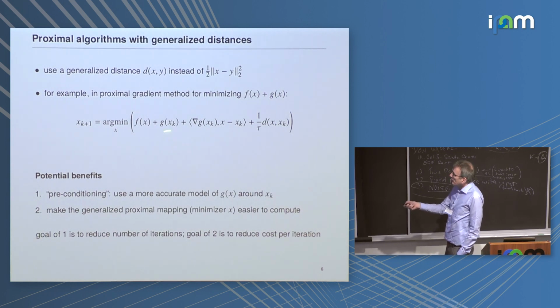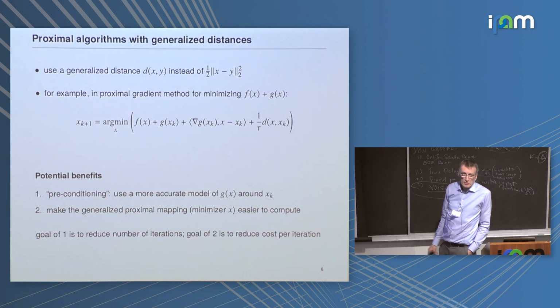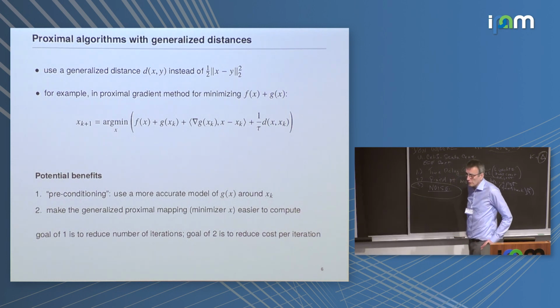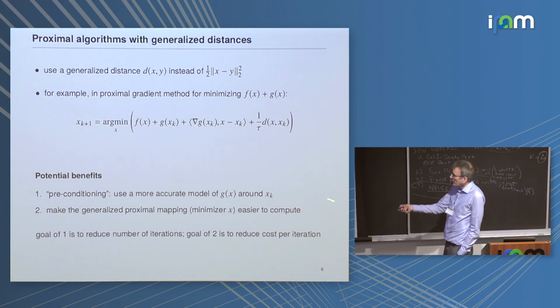Another goal could be to just make these proximal operations, these subproblems, easier to solve. And that's actually the purpose in this talk. We want to really expect the number of iterations to be smaller than in a standard proximal method, but we're hoping to use a distance that makes this easier to compute.